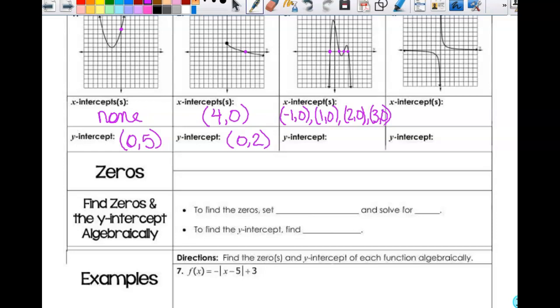All right, Y-intercept, 1, 2, 3, 4, 5, 6. So this is at 0, 6.